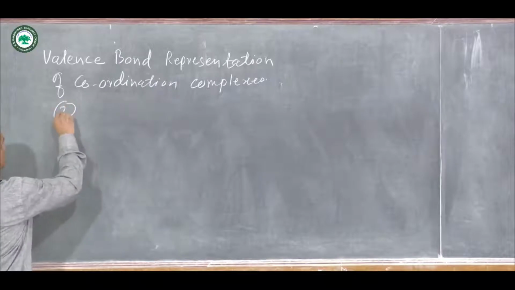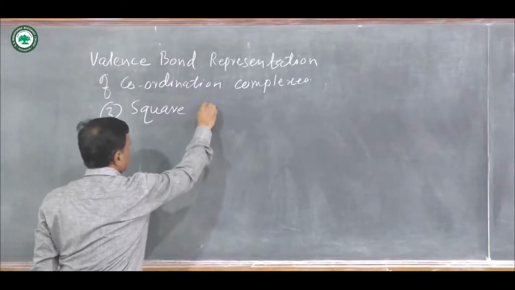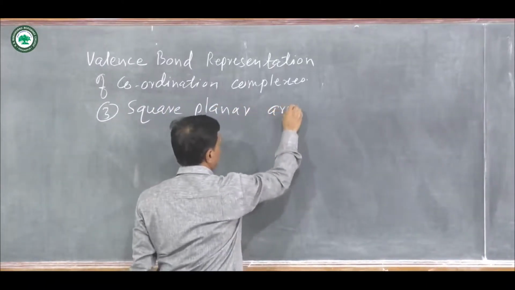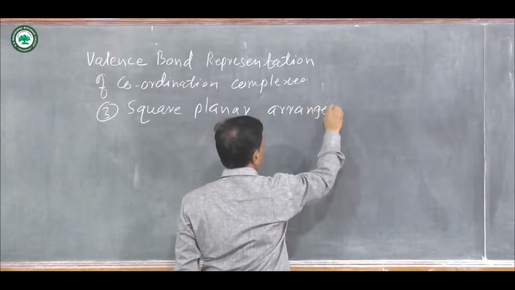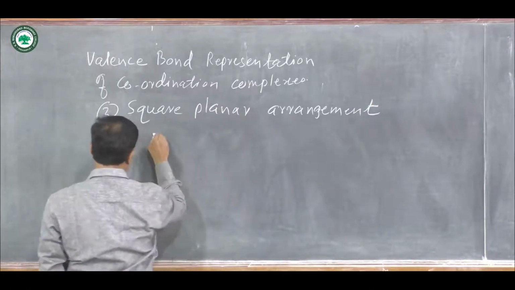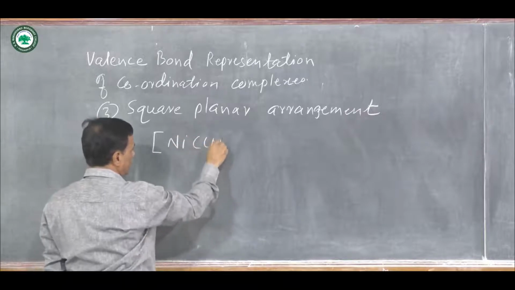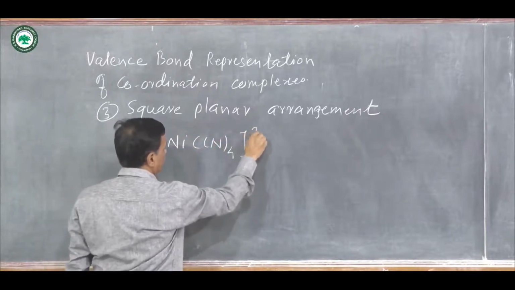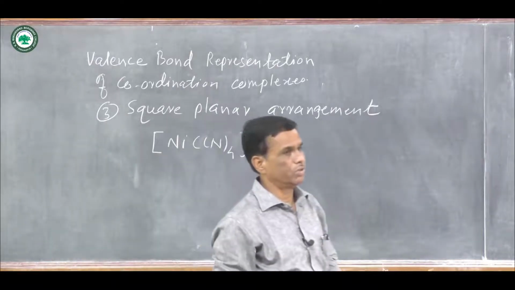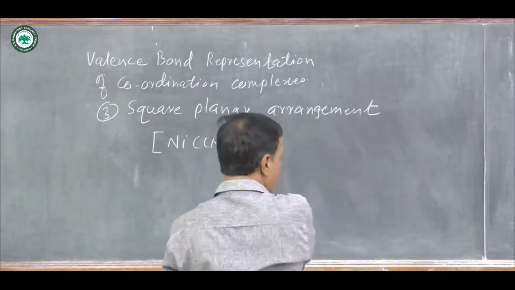Here third is square planar arrangement. Example is, suppose there is a formation of the Ni(CN)4 2 minus complex ion.